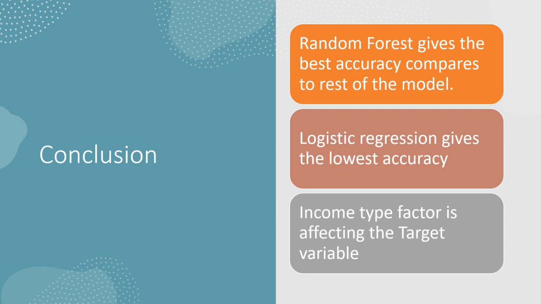And logistic regression gives the lowest accuracy. And here we have income type as the most affecting feature. From this, I can see that for the future scope, we can improve the algorithms by cleansing the data more, so we can improve the accuracy more.